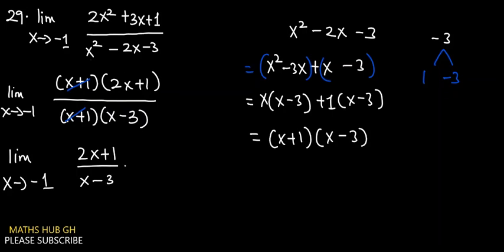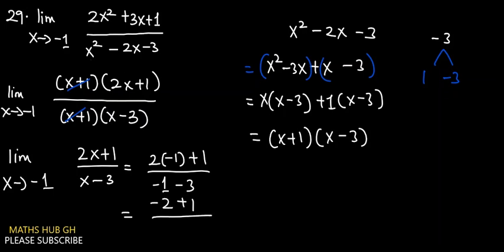Let's see what you are going to get. Let's do the direct substitution. You're going to have 2 multiplying minus 1 plus 1, divided by minus 1 minus 3. So this will give us minus 2 plus 1 divided by minus 4. That's going to give us minus 1 over minus 4, which will be equal to 1 over 4. So that will be our answer.